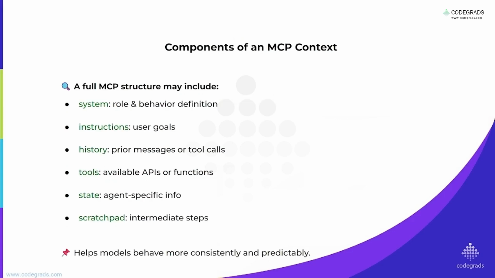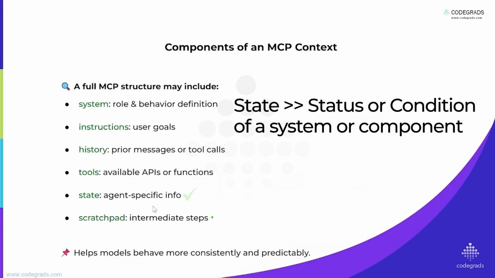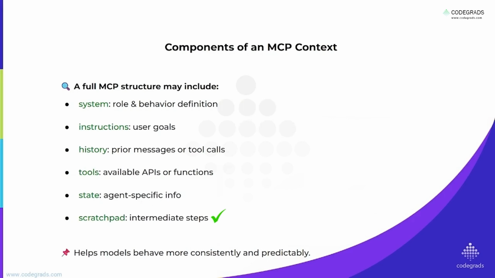First of all, we have the system, and we have the role and behavior definition for the system. We have the instructions, that is the user goal. We have the history, prior messages or tool calls, whatever output the tools have given, and the prior messages which were fed earlier are handled by the component history. The tools use available APIs or functions, the state is agent-specific info, and we also have the scratchpad, that is the intermediate steps which were taken during the LLM functioning.